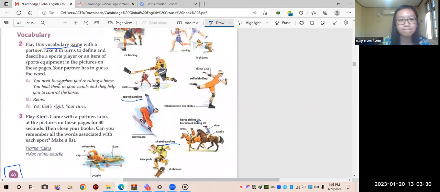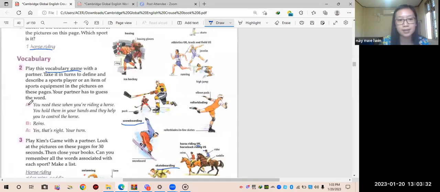And after that, I will ask you guys, for example, you need this one, you're riding a horse, you hold them in your hands and they help you to control the horse. So the answer is the reins. Right? So I will be asking the questions, and you have to give me the answer, the vocabulary. Is that okay? Don't worry, I'll give you some time to look at the vocabulary again.